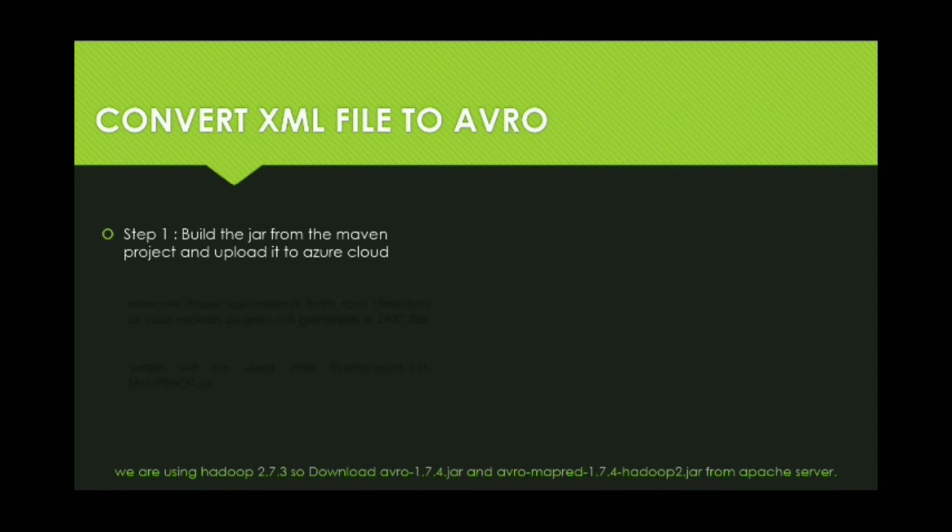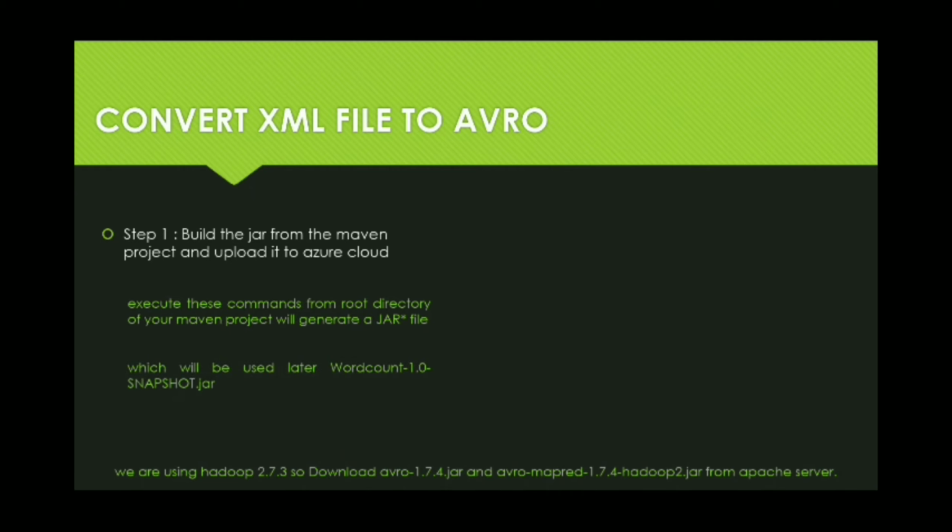Then we check the size. It's like 76 GB, which is a complicated structure. So we decided to process the XML file before doing the analysis. We converted that XML to Avro files. For that, we created a Java program which takes the XML as input and produces multiple posts of Avro files.